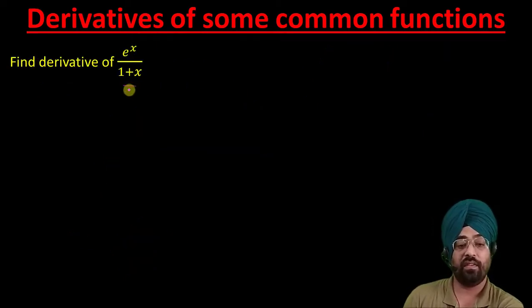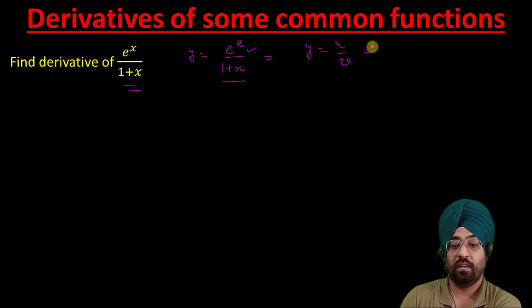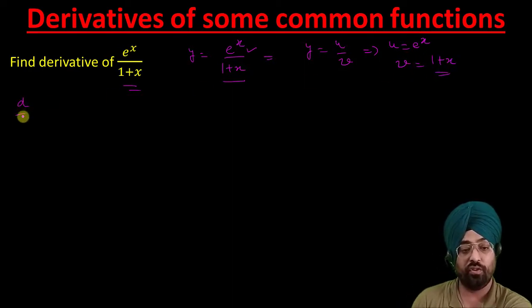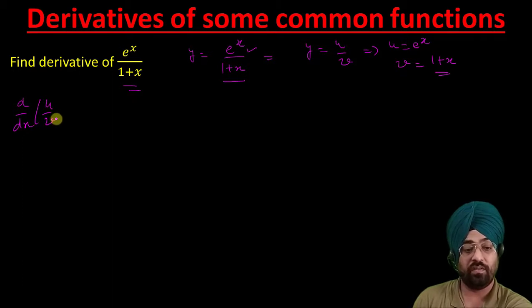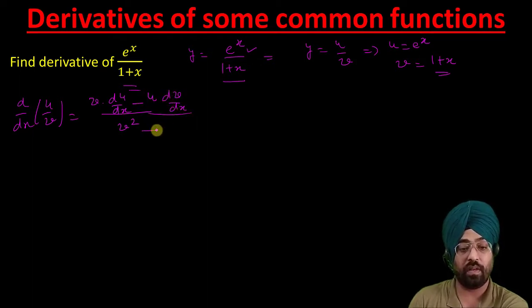Suppose we have to find the derivative of e raised to the power x upon 1 plus x. Now it contains two functions, so it is of the form u divided by v, where u is e raised to the power x and v is 1 plus x. Let us again revise this formula: d by dx of u by v is the square of the denominator v square, v as it is, du by dx minus u as it is, dv by dx. That is the formula we have to apply.